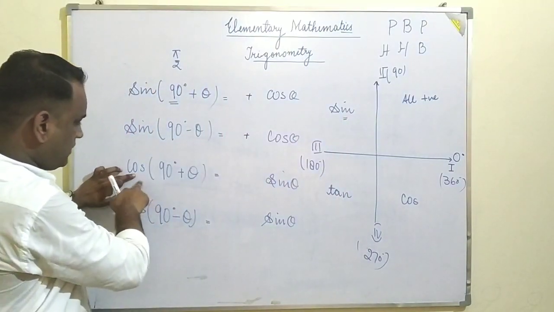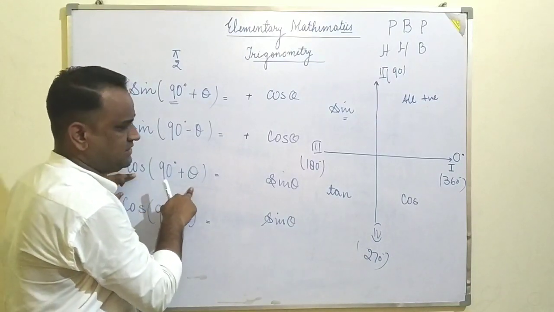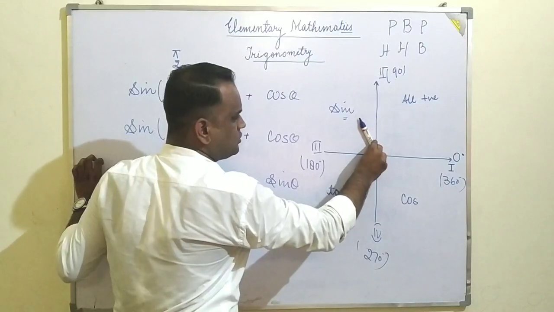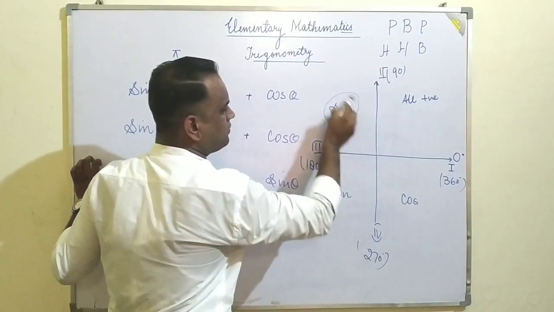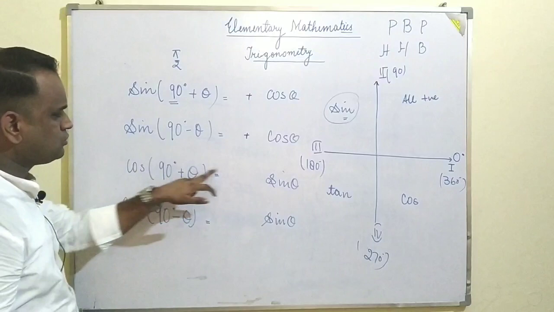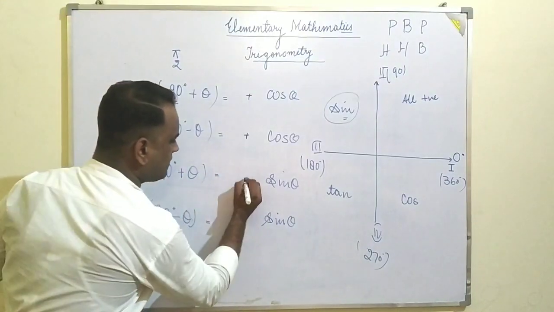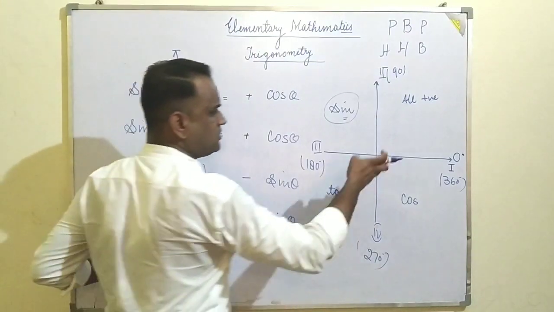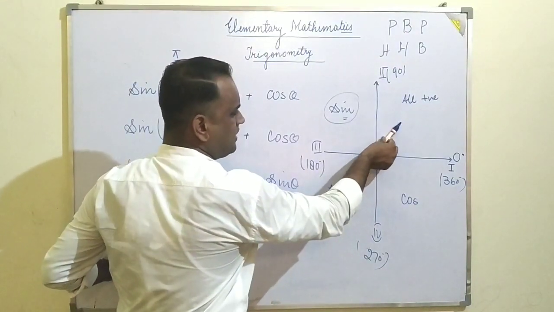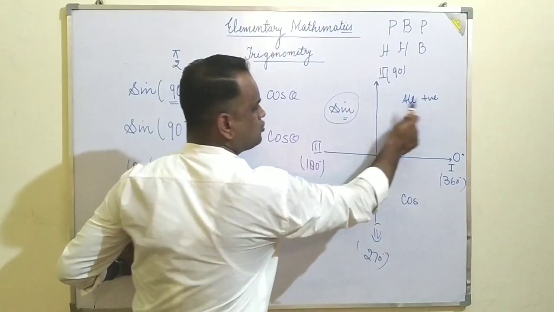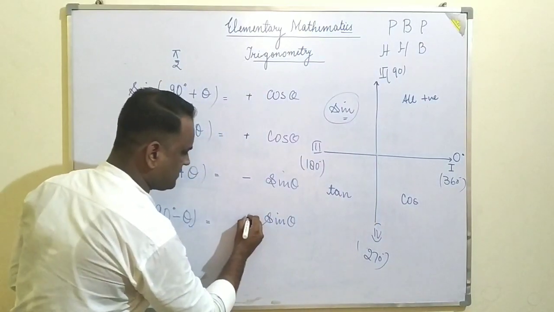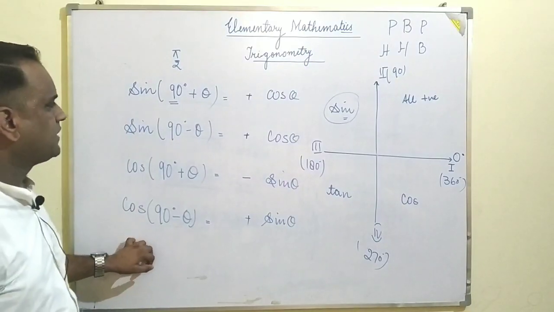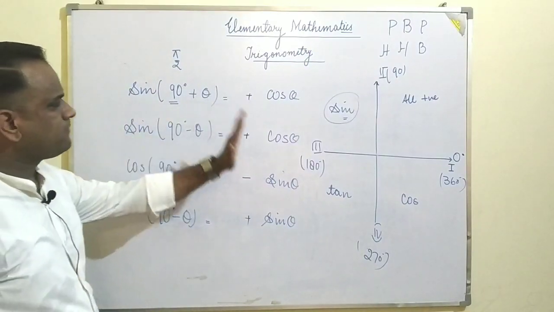Now cos(90 plus theta): 0 to 90 and plus theta. So here only sin is positive and the rest are negative. So here cos becomes negative. And cos(90 minus theta): this is 90 minus theta, and this is the first quadrant, so all will be positive. So here we give a positive sign. Okay, students, if you have got it, that is a very good sign. So just move to the next part.